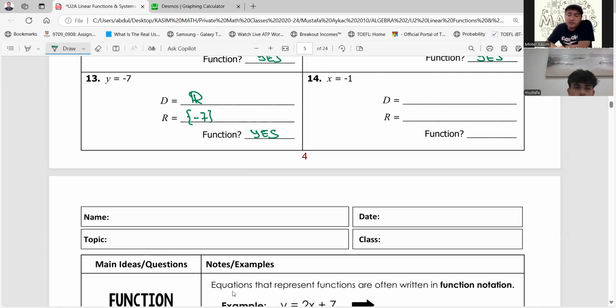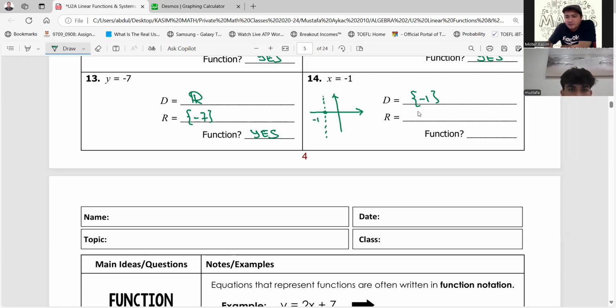And how about x equals negative 1? It would be all real numbers for the domain. No. Look, x equals negative 1. It's a single value. What does domain mean? The set of x values, right? Oh, so this x has only one value. So it is negative 1. It is this vertical line, right? It is this line, negative 1.